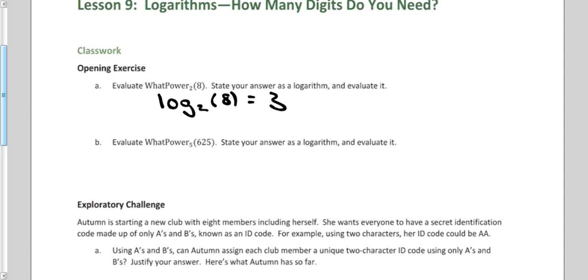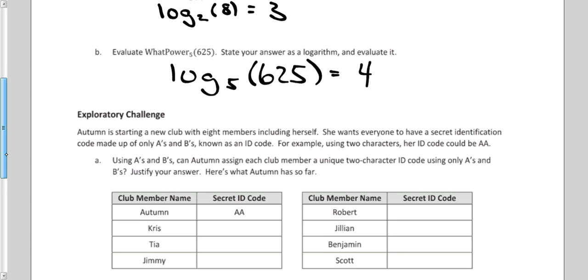125 times 5 is 625. So to the 4th power. So that would be log base 5 of 625 equals 4. Okay, let's just review. That's getting us thinking back in the sense of logarithms again.